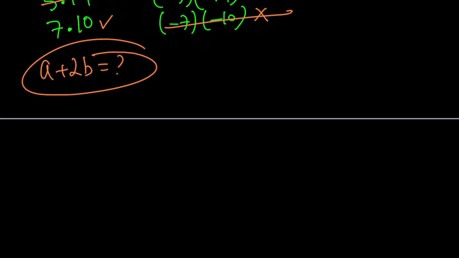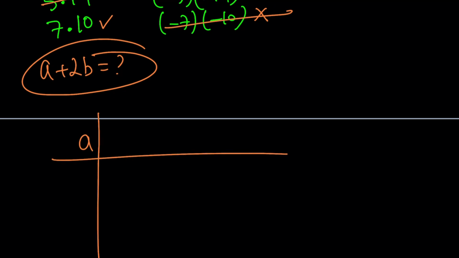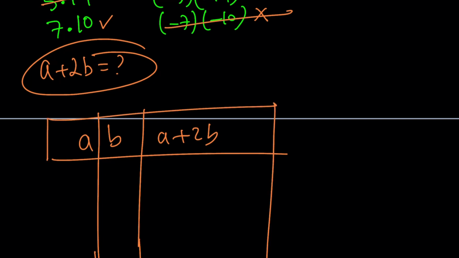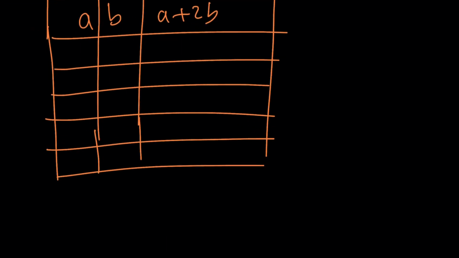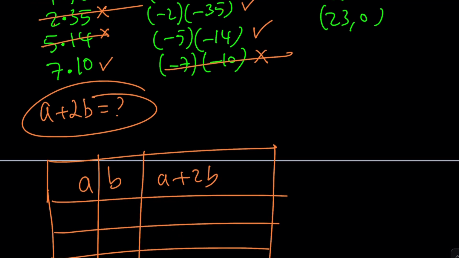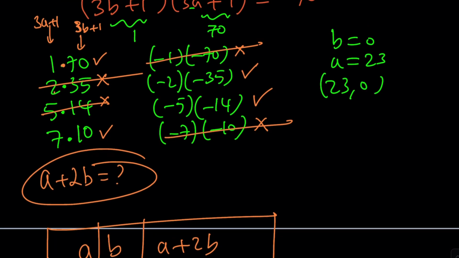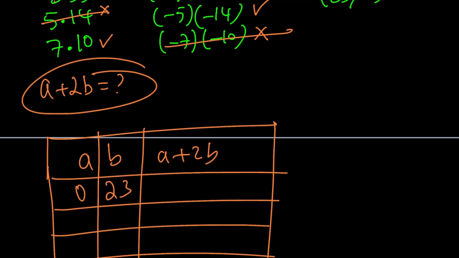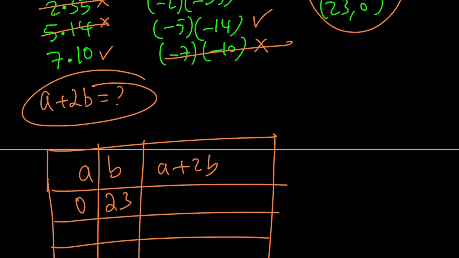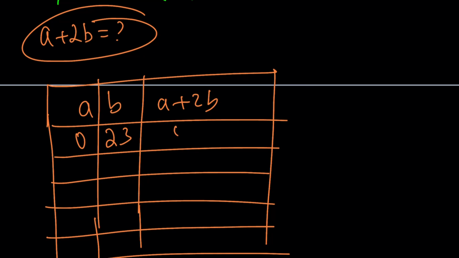So let's go ahead and make a table. How about this? We can make a, b and then a plus 2b table, and then just continue this. Once you get the idea, the rest will be trivial, right? Okay, let's go. Let's make a couple rows, and then hopefully you'll get the whole idea from here. Now, if I subtract 1 from each one of these and divide by 3, I'm getting 0 and 23, right? 0 and 23. Again, I'm using the opposite of this, by the way. Okay. A plus 2b, that's going to be 46.